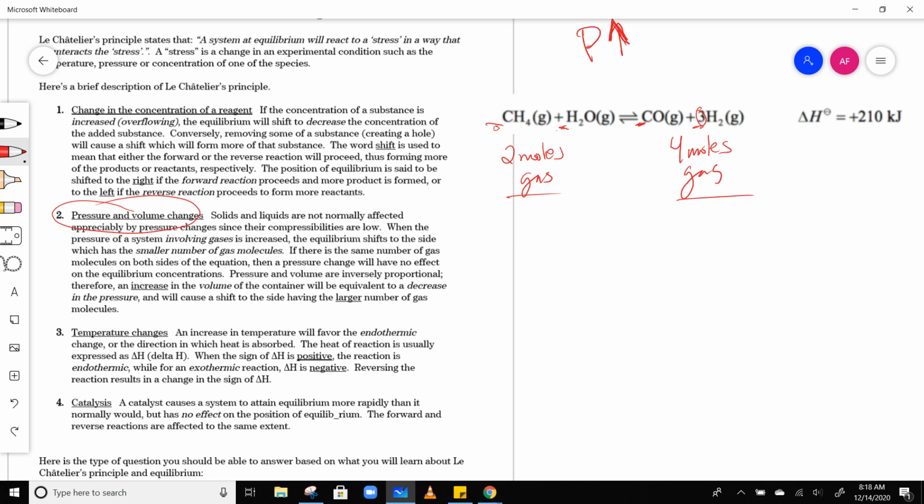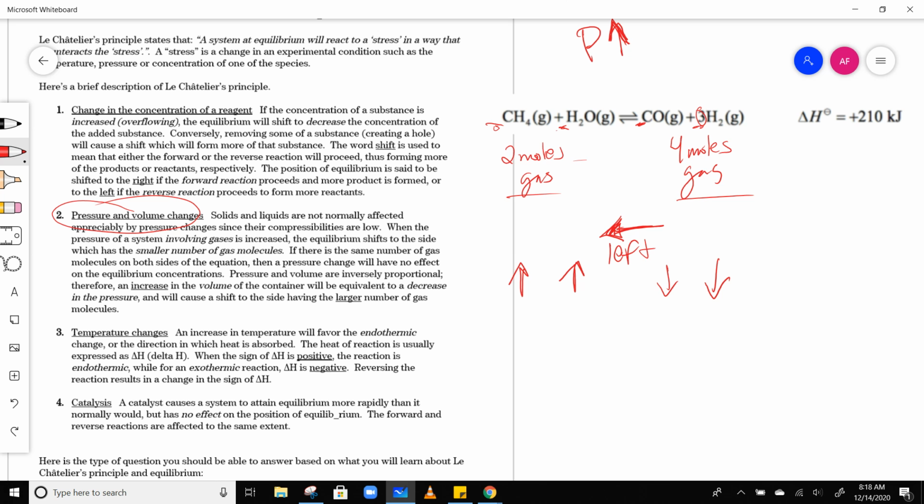So again, if pressure goes up, it's going to shift towards the side with the least moles of gas because we're making the system smaller, and it has to shift towards the side with least moles of gas. So if pressure goes up, we're going to shift to the left here. If it shifts left, we're going to get more CH4, more H2O, less CO, and less H2.